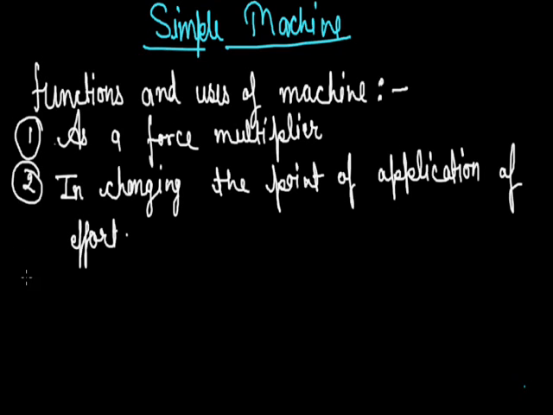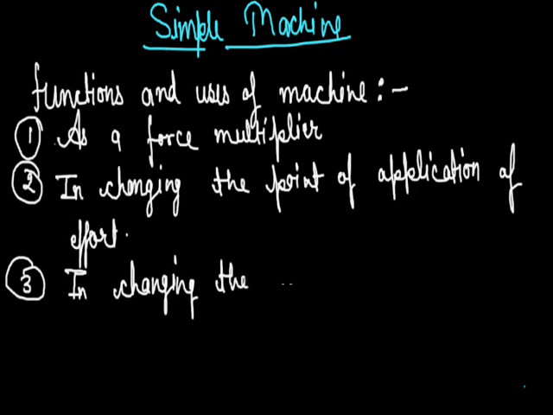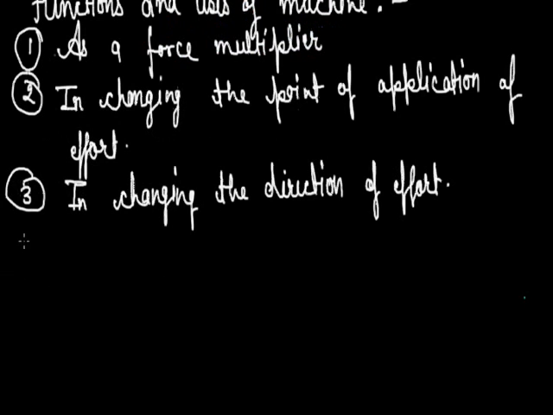Now, the third point is in changing the direction of effort. For example, a single fixed pulley is used to lift a bucket full of water from a well by applying an effort in the downward direction instead of applying it in the upward direction when the bucket is lifted up without the use of a pulley.